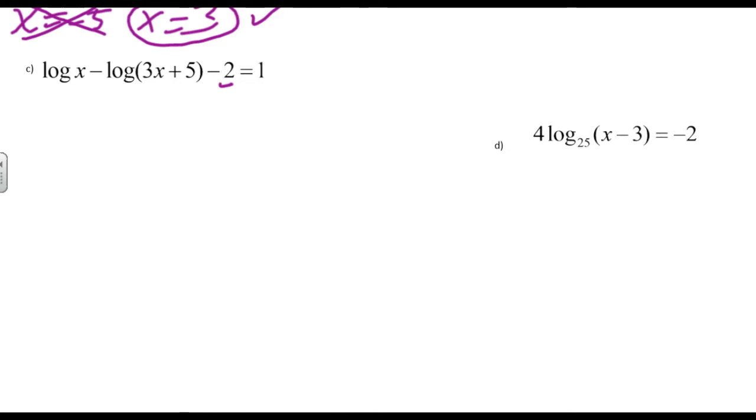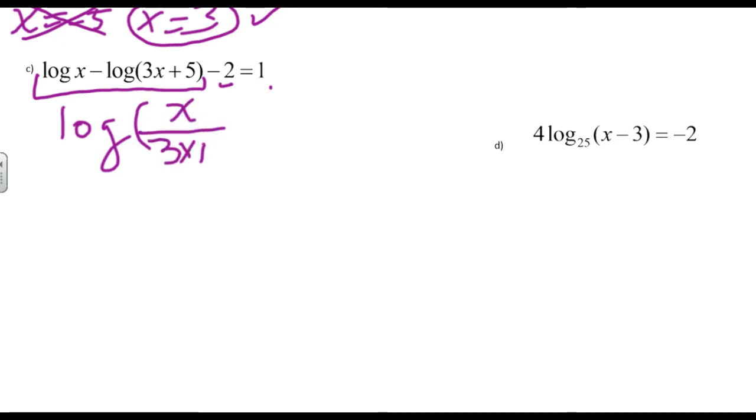So in this problem, I'm going to do two things. I'm going to condense these two logs into a single log, but I'm also going to add the 2 to the right. When I condense on the left, I get log. Oh, wait a minute. When I subtract logs, don't forget that's a division, so it's going to be x over 3x plus 5 equals 3.